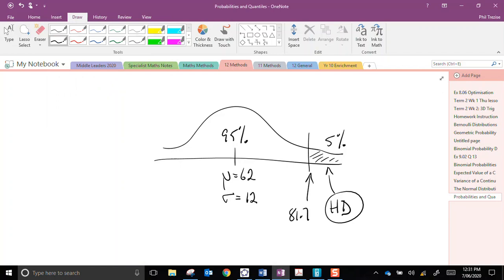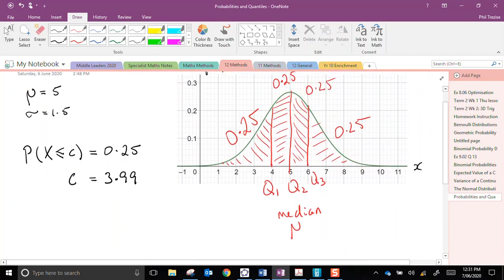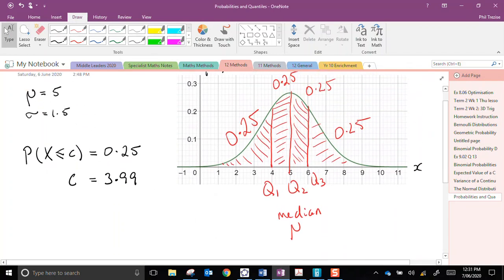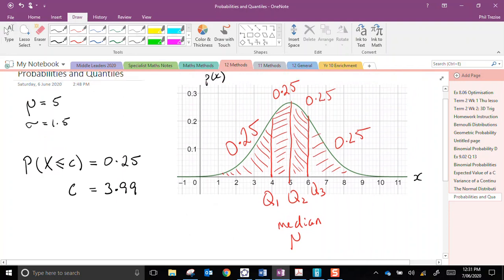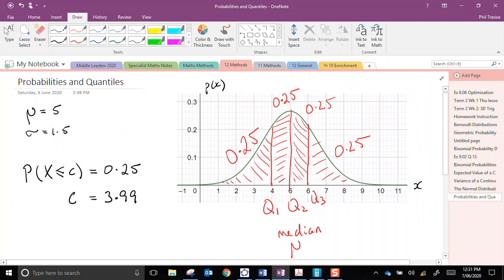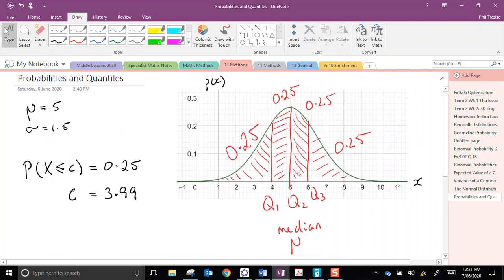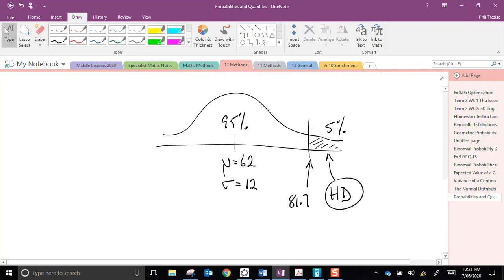You can divide these into percentiles, which mean groups of 100, or you can divide these commonly into quartiles. We talk about Q1, Q2 and Q3. Occasionally we talk about deciles, where we divide it into groups of 0.1, so 10 equal groups. But by far the most common are the quartiles and the percentiles.